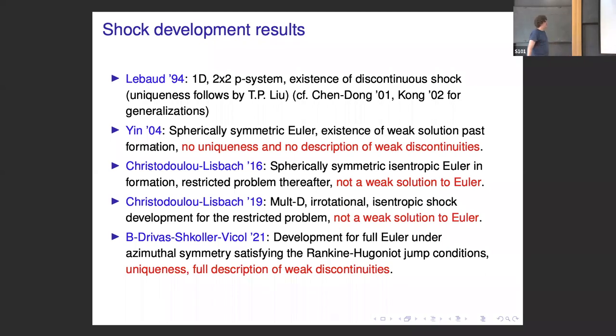Yin extended this for the first time to the Euler equations, where he showed the existence of weak solutions past the pre-shock. However, no uniqueness is given, and you have no description of the shock or the weak discontinuities. It's the same sort of framework as before in this 1D setting.